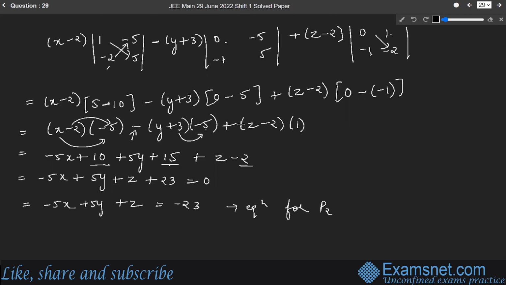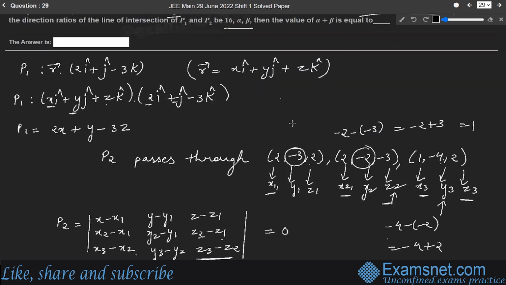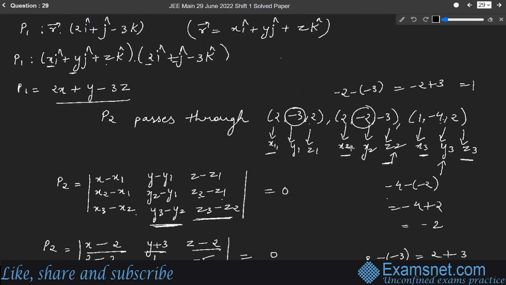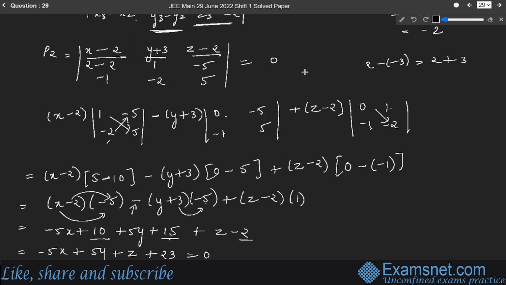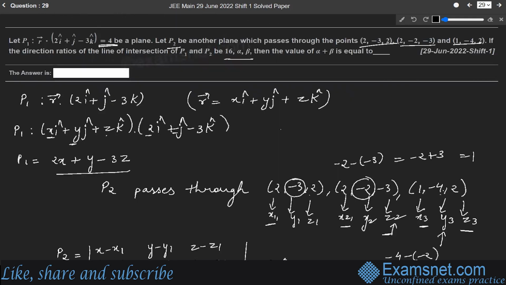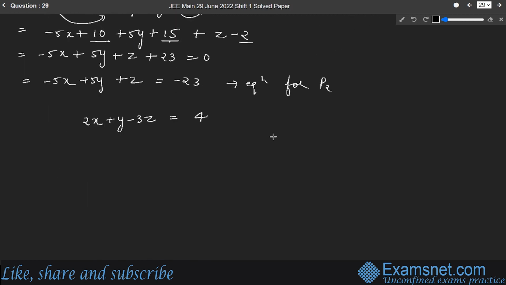Now we have two equations. The first equation is for plane P1, and the first equation is 2x plus y minus 3z equal to 4, because it is already given in the question that it is equal to 4, right? So let this be equation number 1. And this is the equation for plane P1. For plane P2, the equation is minus 5x plus 5y plus z is equal to minus 23. Consider this as equation 2. Okay. We have two different equations.